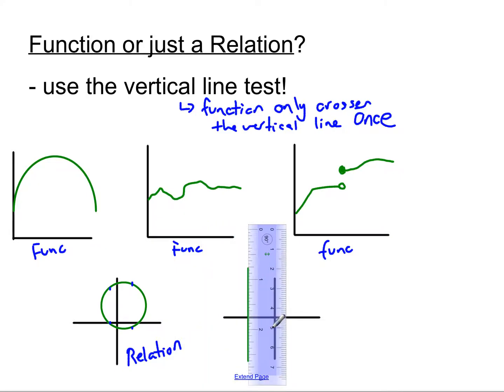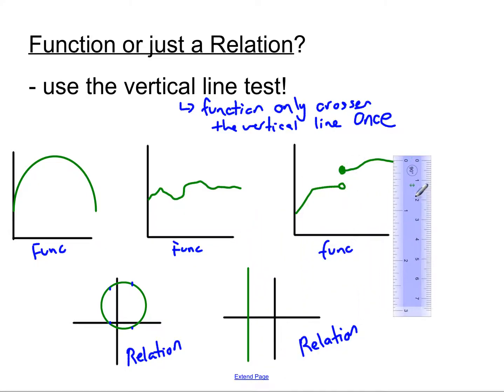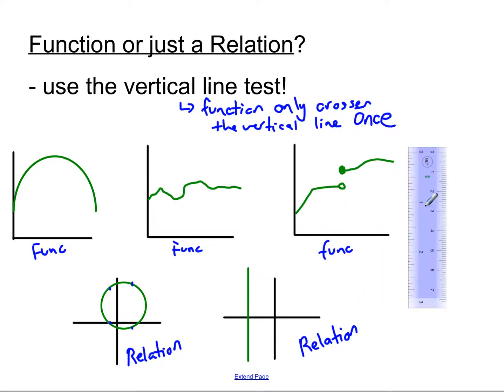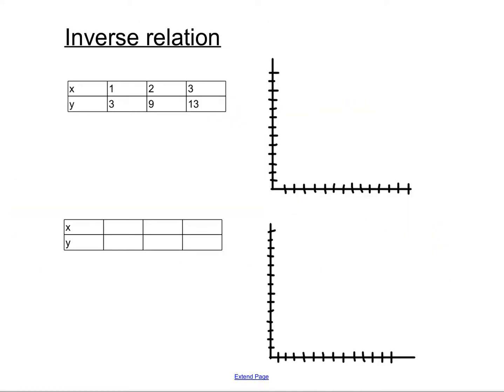What about this? Put it on the x value. Well, in this one, in fact, there are infinite numbers of y values. So this is certainly not a function. This is a relation. So there you go, the vertical line test, something you can use or just imagine to help you determine if something is a function or just a relation.